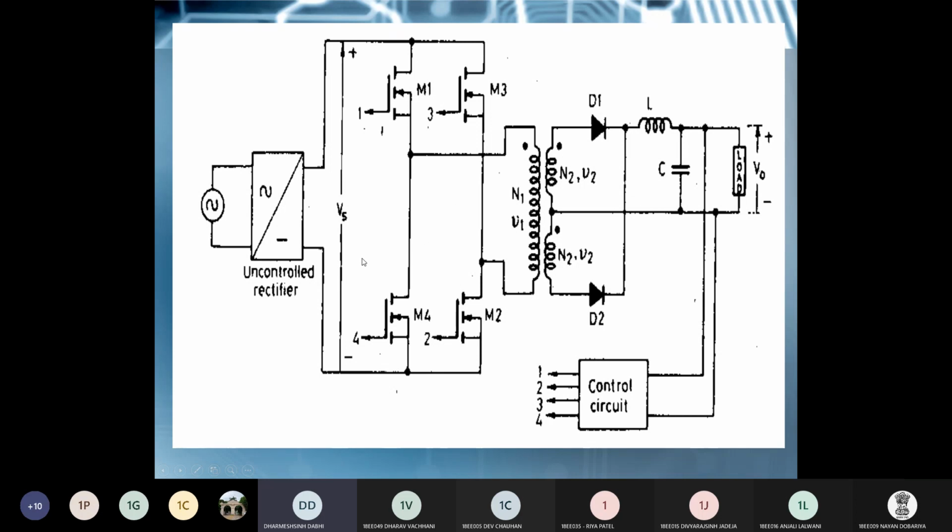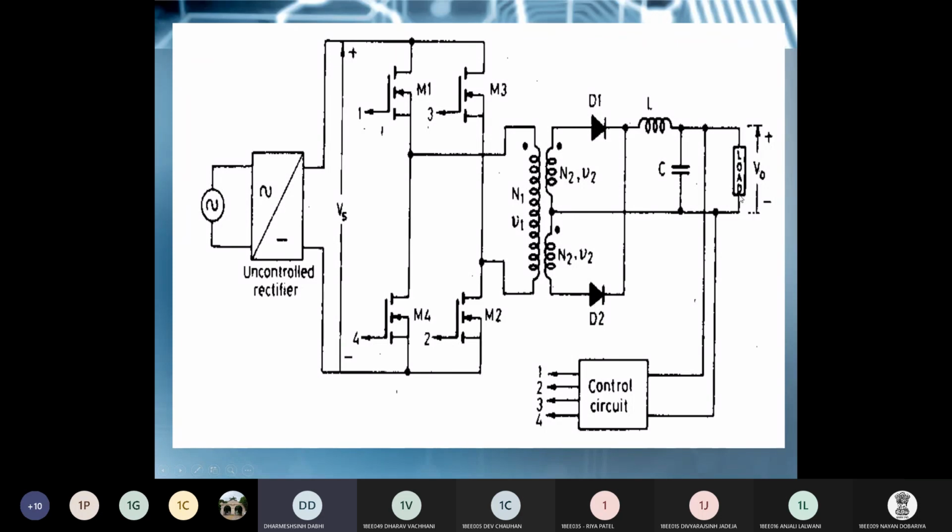Now let's understand the operation of this full-bridge SMPS. First you turn on M1 and M2 simultaneously. So current is flowing from the positive terminal through M1, the transformer primary winding, M2 and then the negative terminal. So positive terminal comes here, negative comes here. So on the secondary side, positive, negative, positive, negative. In this case D1 is forward biased, D2 is reverse biased.